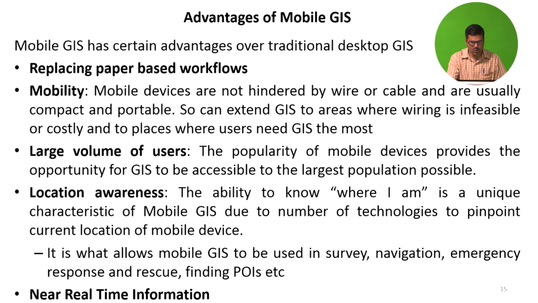Now with the positioning technology on board the mobile GIS device, it helps to know where I am. So by knowing the location of the people, it helps in survey, navigation, emergency response and rescue, but also to find places of interest, which comes under the category of location based info services. Now with the connection of mobile GIS with web GIS, the mobile GIS device or application can receive real-time information from a centralized or distributed server, so he doesn't need to carry all the information on the device per se.